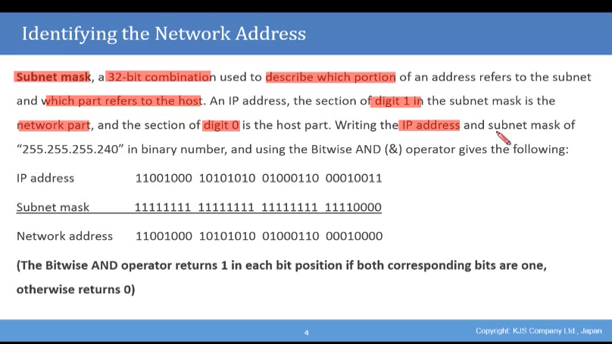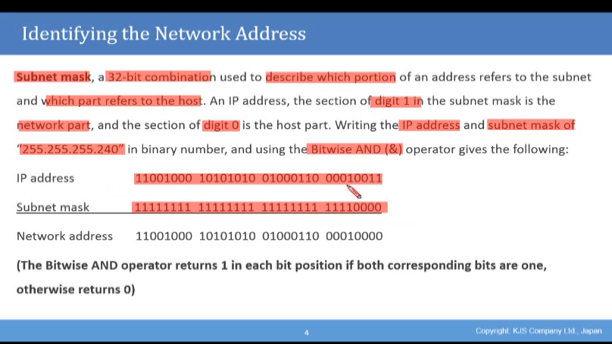Writing the IP address and the subnet mask of 255.255.255.240 in a binary number and using the bitwise AND operation gives the following. So if we convert the IP address we were given here into binary and the subnet mask that we were given, 255.255.255.240, into binary, we end up with this kind of mask.